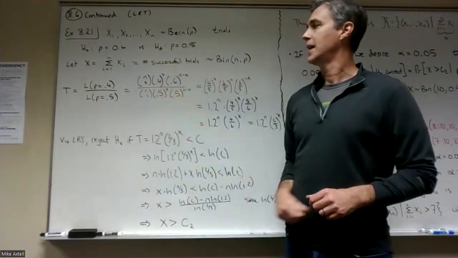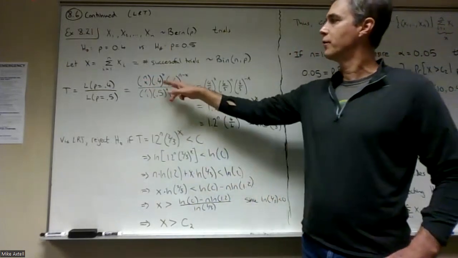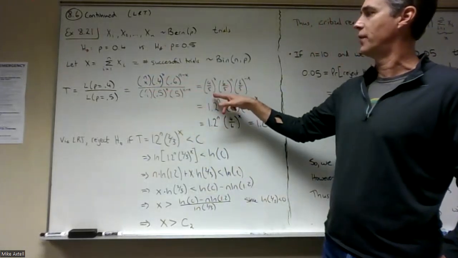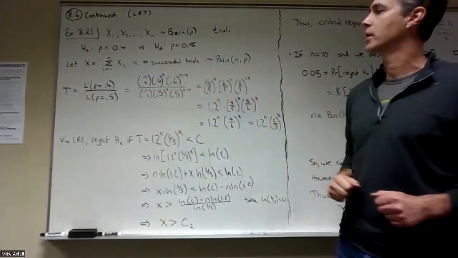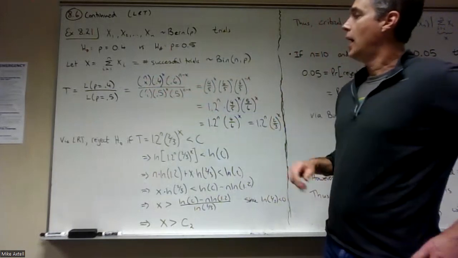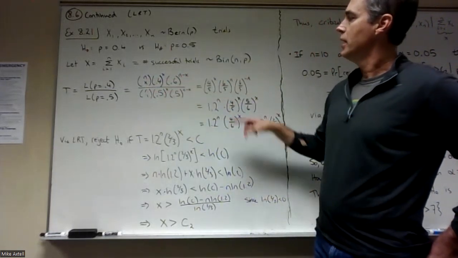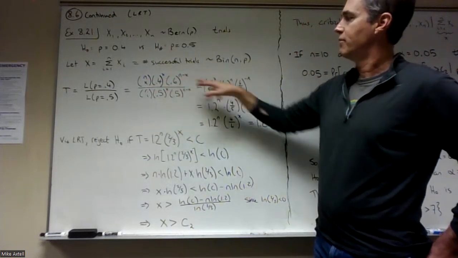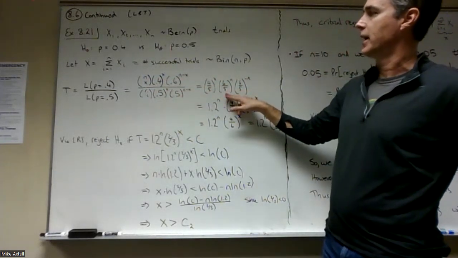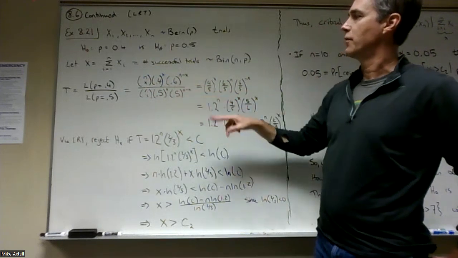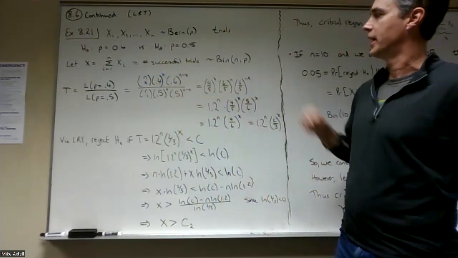The n choose x's cancel. 0.4 to the x over 0.5 to the x is 4/5 to the x. We mush them together because they have the same exponent. And then this other factor, I split it into an nth power and a negative x power. So it's 0.6 over 0.5, both to the n, so that's 6/5 to the n. And then it's 0.6 over 0.5 to the negative x, so it's 6/5 to the negative x.